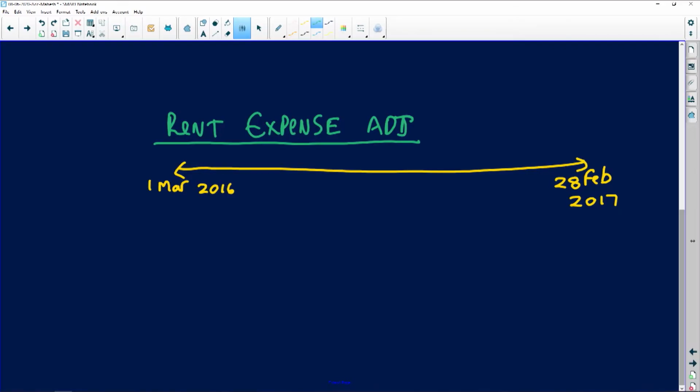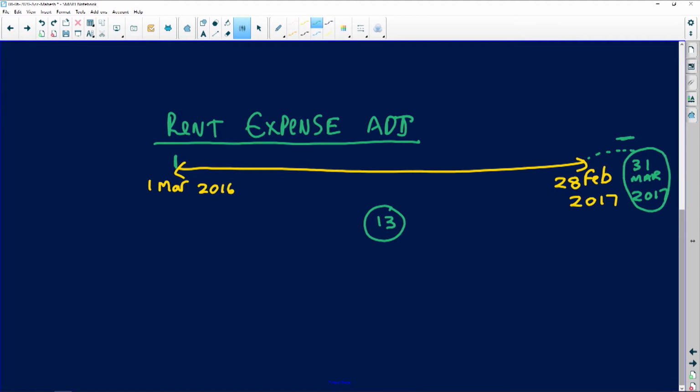As you can see, I've already started. My rent expense has been paid from the beginning of the year, 1st of March 2016, all the way through to the next financial year, the 31st of March 2017. In other words, I've paid a total of 13 months of rent. So clearly the month of March needs to be removed. It needs to be subtracted.